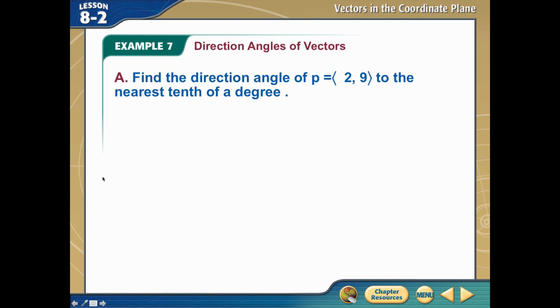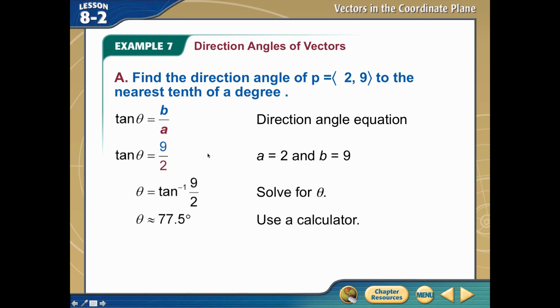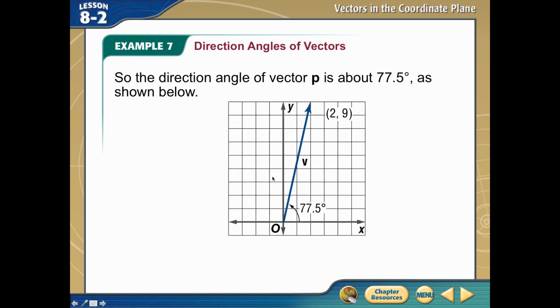Okay, now, if you're given the point, how do you find the magnitude and direction? In this case, you're just looking for direction to the nearest tenth of a degree. And because y is the opposite and 2 is the adjacent, it's just inverse tangent of 9 over 2, 77.5 degrees. So that is 77.5 degrees. Now, if you're asked to write it in some other form, you need to do that. And of course, you can find the magnitude. It's the square root of 2 squared plus 9 squared, if you need to do that as well.